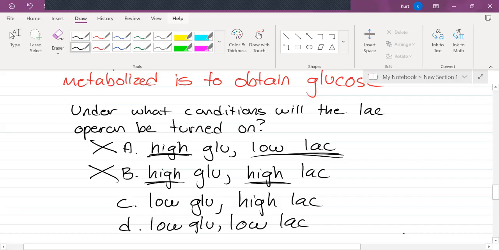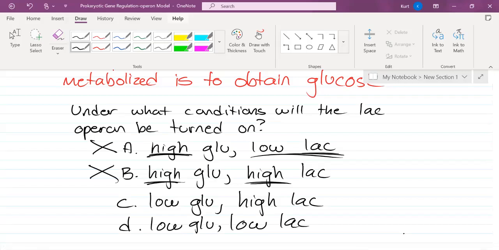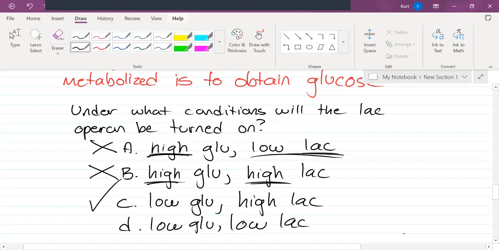But Mr. Thorson, the lactose is high. Yeah, I hear you. But keep in mind as to why you're breaking down lactose. You break down lactose, get to glucose. Glucose is already there. C, the glucose levels are low, the lactose levels are high. Would you turn it on then? Yes. Correct answer is C. There is no glucose, there's a lot of lactose. So break down the lactose, you'll get to the glucose.